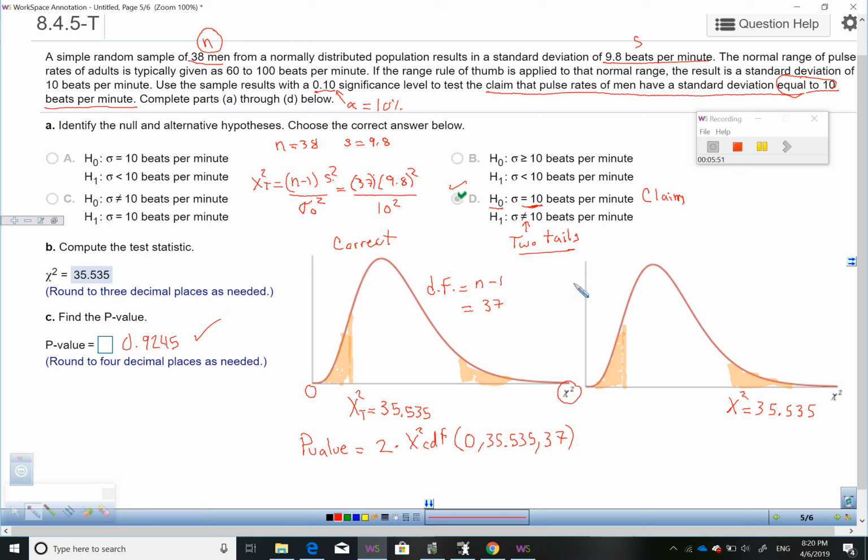Now let me explain why placing the test statistic here will not give you the correct p-value. If I place the test statistic here, incorrectly, of course, that is incorrect.